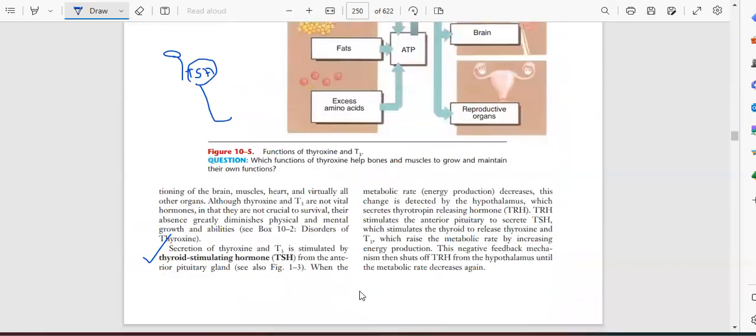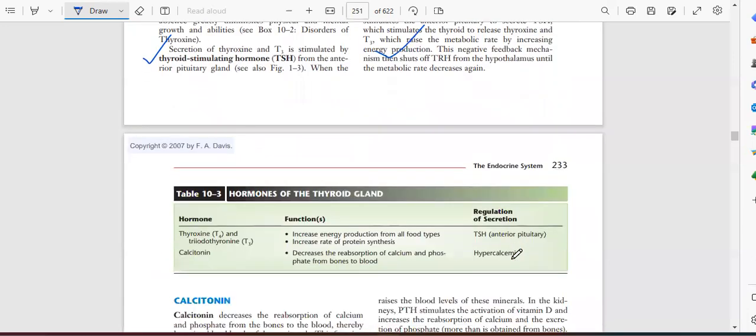Okay, when the metabolic rate decreases, this change is detected by the hypothalamus, which secretes thyrotropin releasing hormone (TRH). TRH stimulates the anterior pituitary gland to secrete TSH, which stimulates the thyroid to release thyroxine and T3, which raise the metabolic rate by increasing energy production. The negative feedback mechanism then shuts off TRH from the hypothalamus until the metabolic rate decreases again.